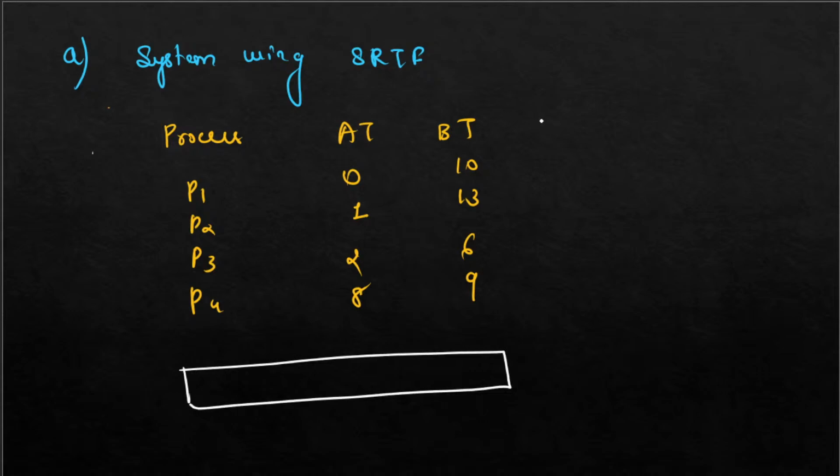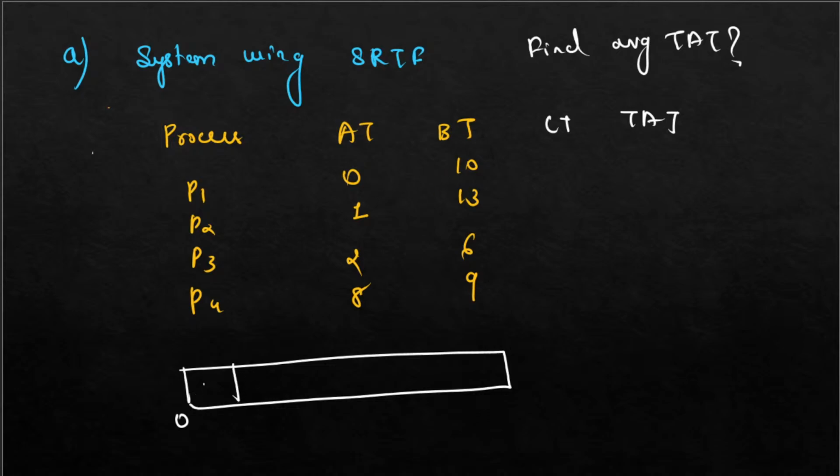Here we have to find the completion time and TAT, and they are saying to find the average of TAT. So from 0 it will start, and whichever has less burst time, that we are going to take. So 0 to 1, P1 will run and it will get 9. Now 9 and 9 are there, but since P1 came first, we take that. At 1, 13 is coming, so it's not less.